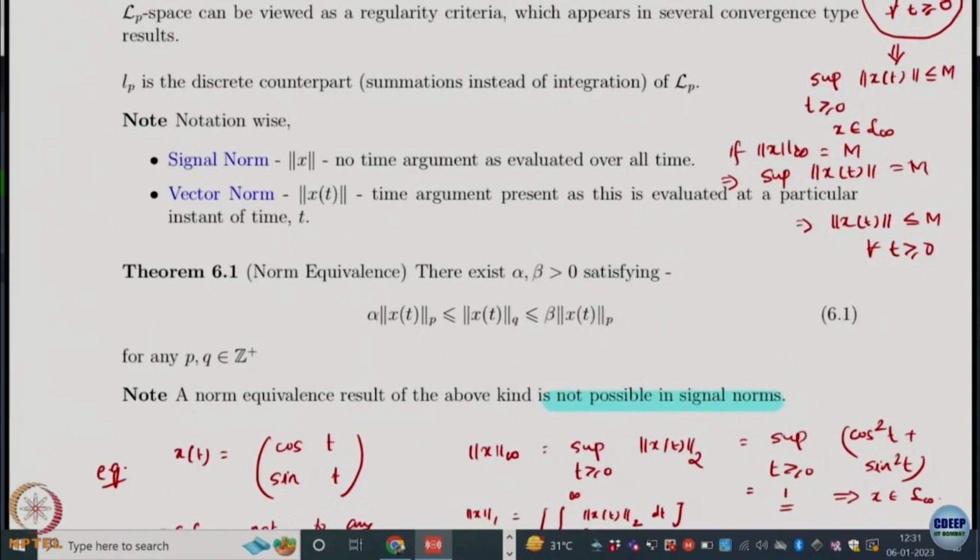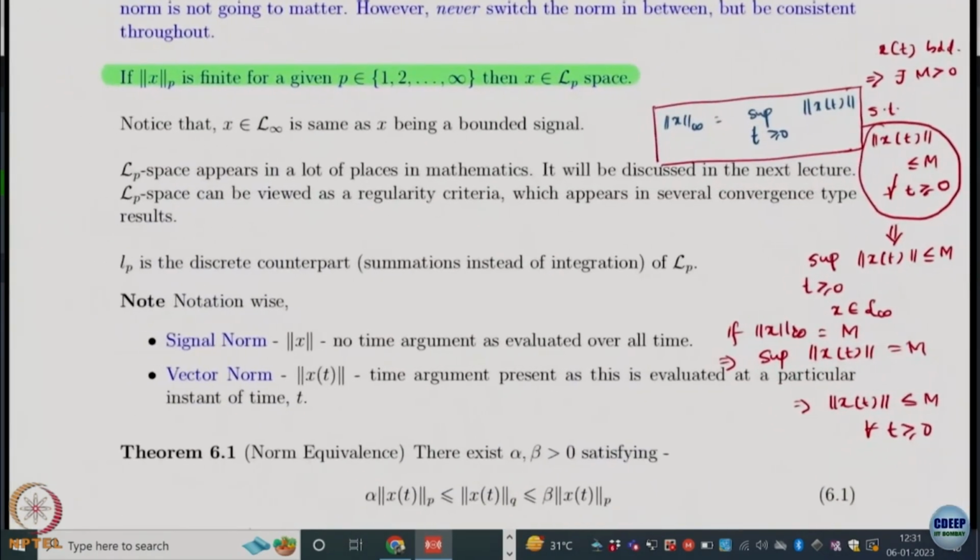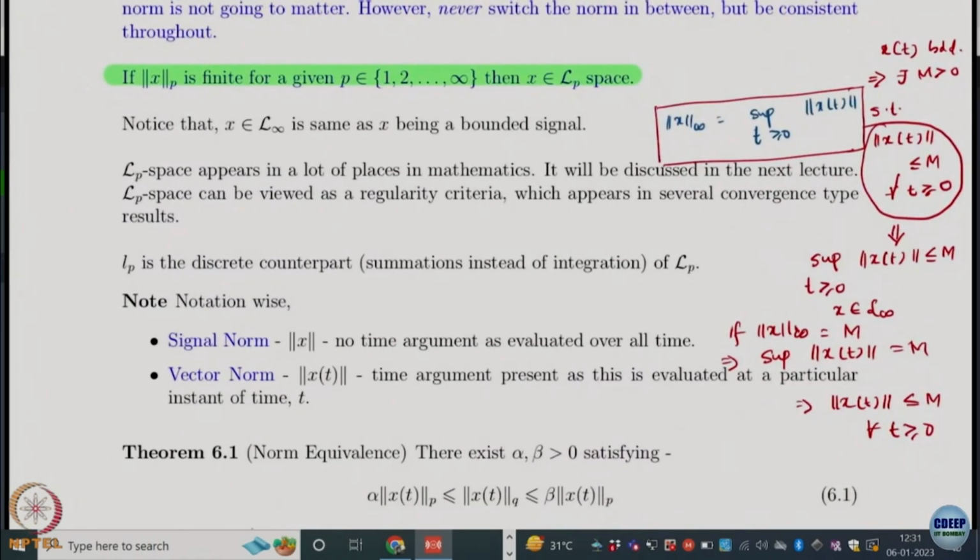On the other hand, signal norms do not have norm equivalence. If you have a signal which is in L1 space, it may not be in L2 space. If it is in L infinity space, it may not be in L2 space. Just because one norm is behaving nicely does not mean the other will.